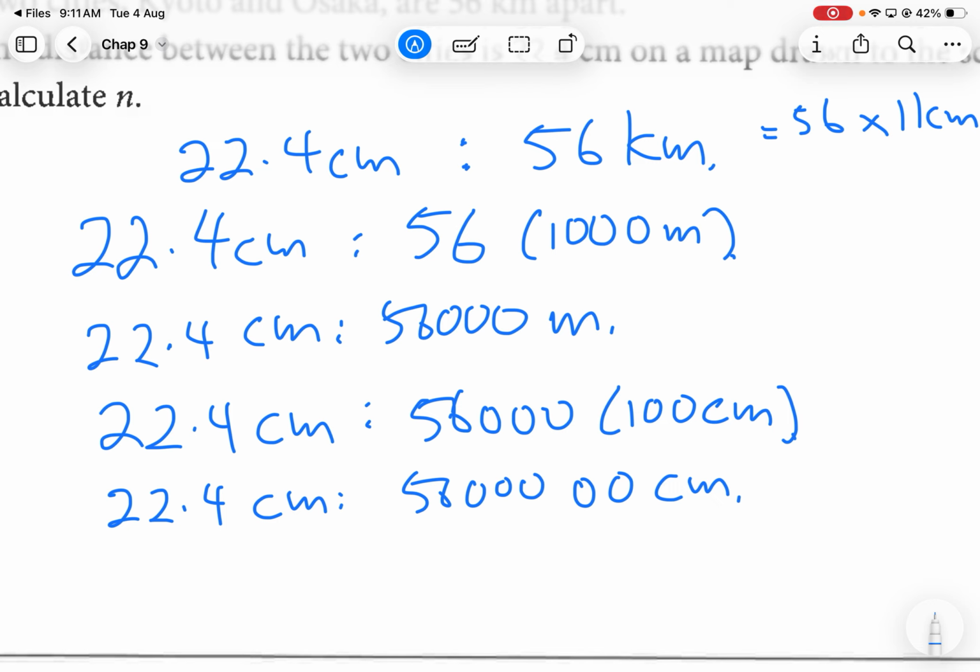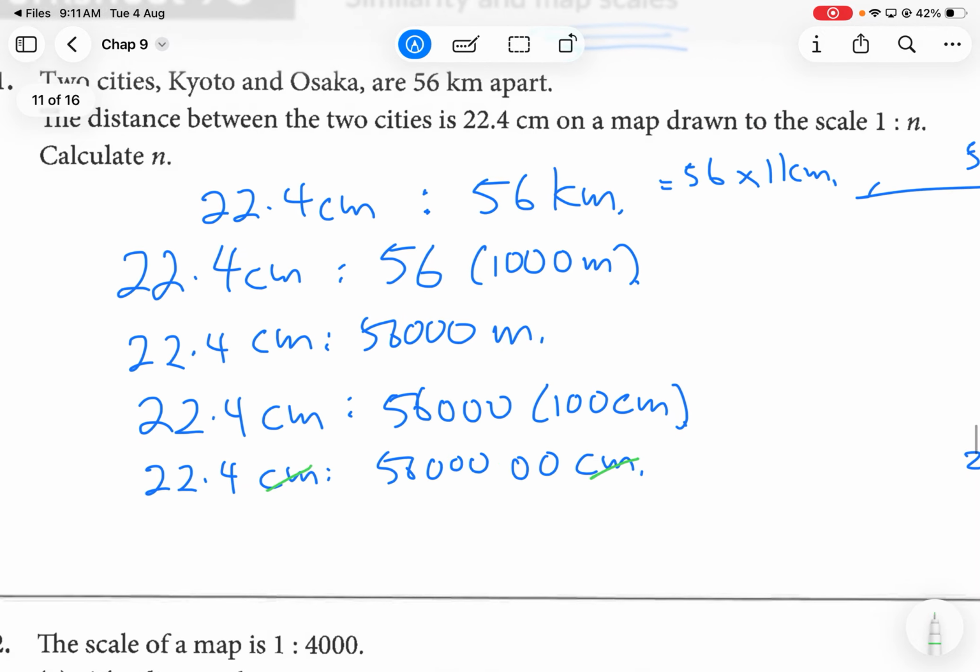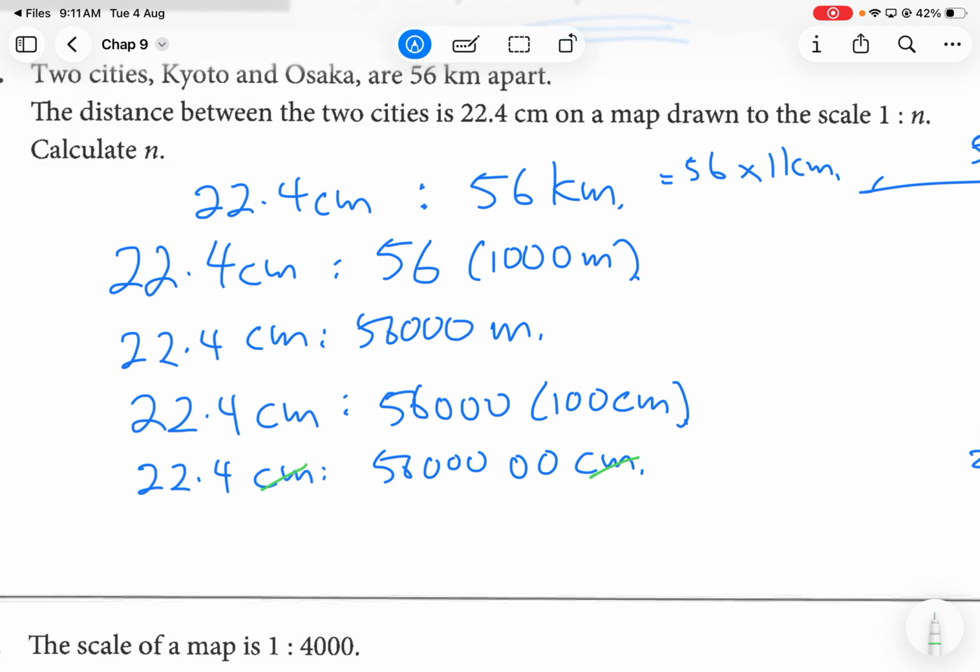When they are the same unit, I can cancel away the unit. In a ratio, whatever is the same on both sides, I can cancel. Now I am one step closer to 1:n. So I need to divide both sides by 22.4. I want the left hand side to become 1. So 22.4, how to become 1? Divide by 22.4. Then right hand side I also divide by 22.4. Then I will have 1 to 5.6 million divided by 22.4.